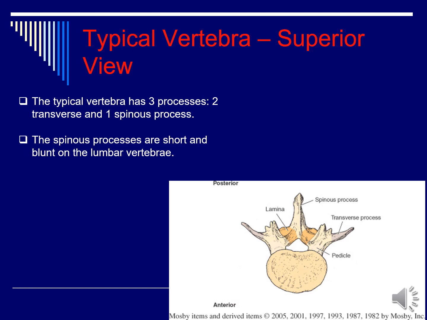Then you have the transverse processes which jut out laterally posterior to the body. Between the transverse process and the spinous process, you have the superior and inferior articular processes, as well as the lamina, which is also known as the pars interarticularis, and that acts as a bridge between the transverse process and the spinous process.